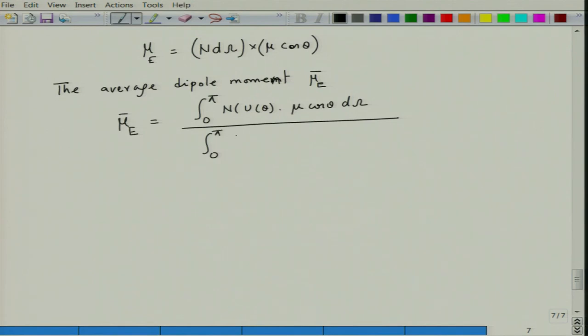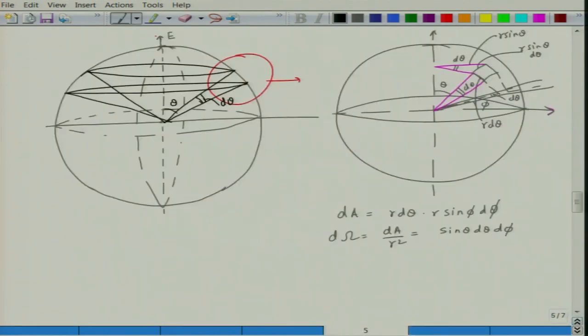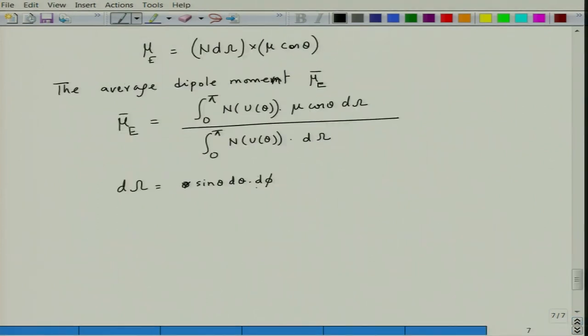So this is again from 0 to pi n(u theta) into d omega. Now, what is solid angle? Solid angle, we have just said, is equal to r sin theta, sin theta d theta into d phi. Now d phi is this incremental angle. If you consider the whole cone, what does it become? It will become equal to 2 pi. So this will be considered as 2 pi for the whole cone.